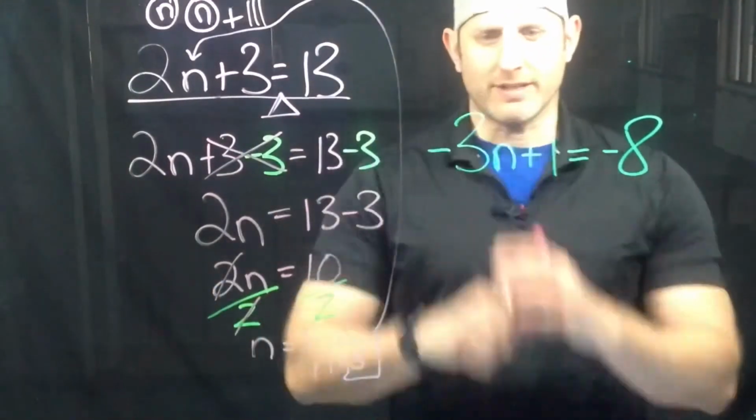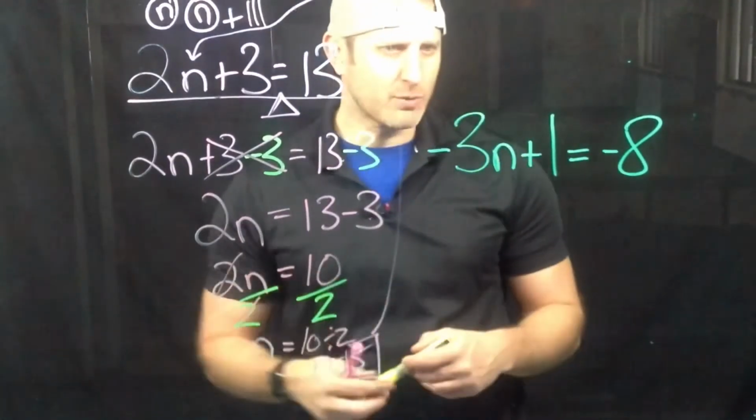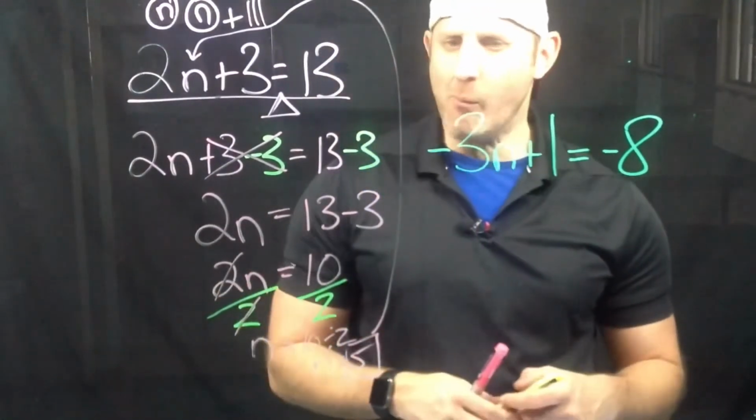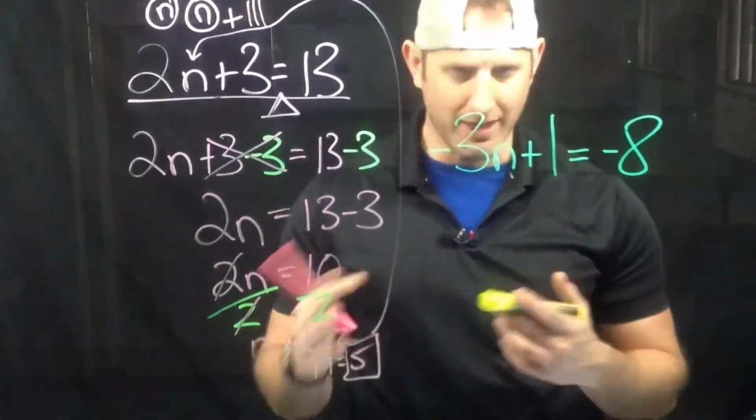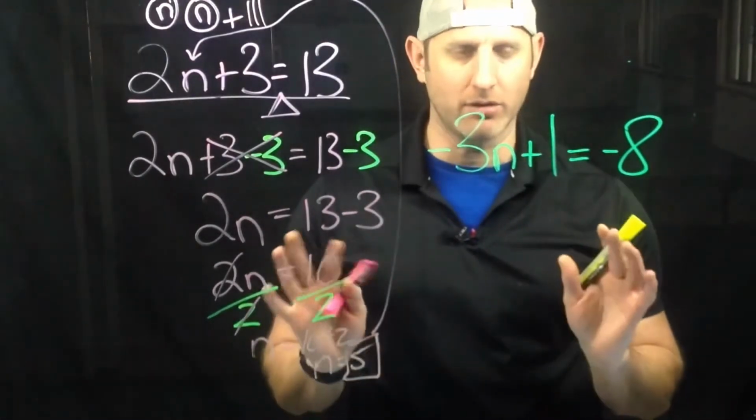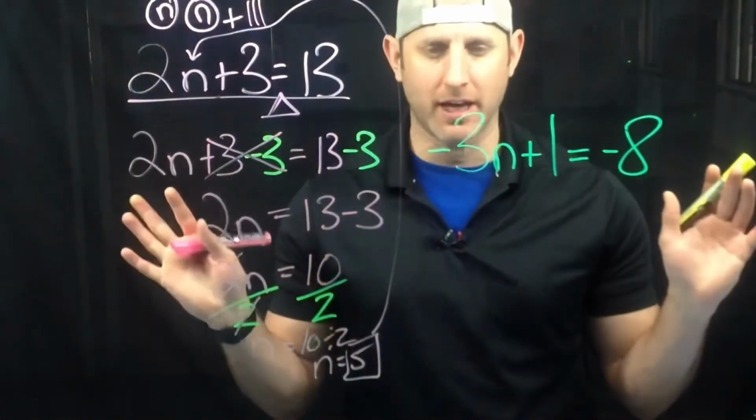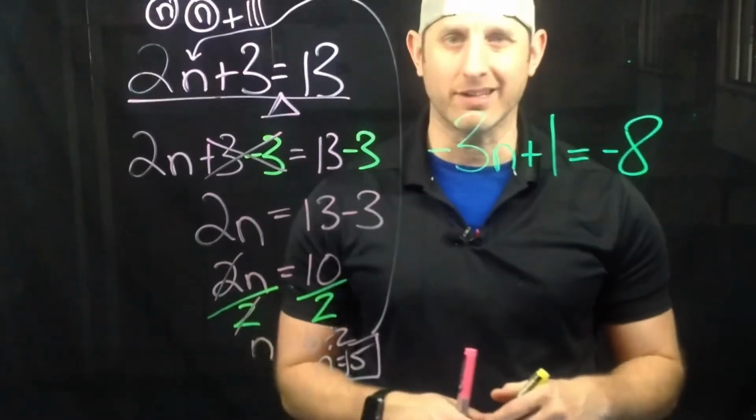Now let's switch over to this side. What we have here is some negative numbers. And oftentimes, when kids start to see negative numbers, they're like, oh no, it's so much different, I can't do it. The concept is exactly the same.